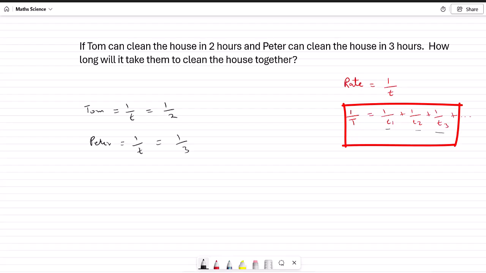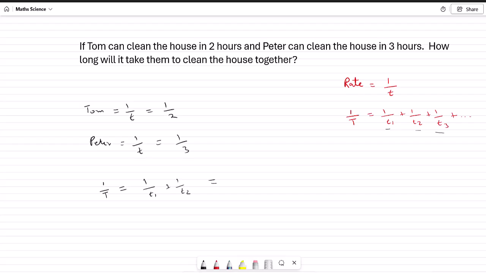So in this case, the time taken for both of them together would be 1 divided by T equals 1 divided by t1 plus 1 divided by t2. So this is just your rate. So 1 divided by t1, we have the rate for Tom is 1 divided by 2. So this just becomes 1 divided by 2 plus 1 divided by 3. Okay. So 1 over T becomes 1 divided by 2 plus 1 divided by 3.